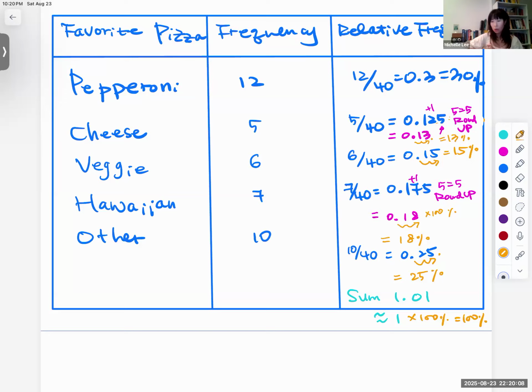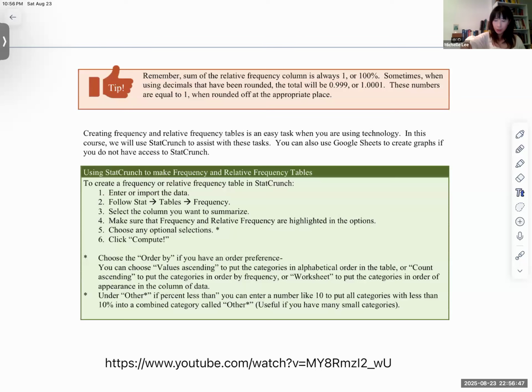All right. So remember this, very important, 5 stars there. So the sum of relative frequency is 1 or 100%. Yeah. Okay. So here is the tip, what I just said, right? Relative frequency, always 1 or 100%. Yeah. Okay.